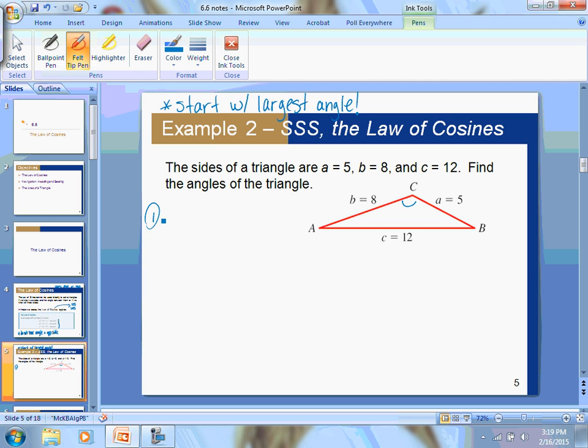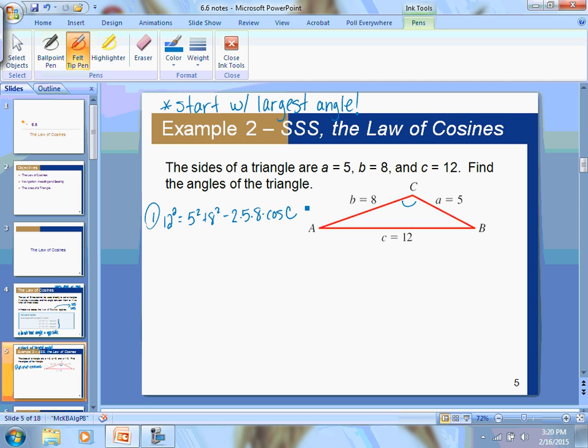And I can't set up law of sines because I don't have an angle and a side that are across from each other. So I have to use law of cosines. Now I'm going to be finding angle C, so that means I'm going to be using that equation that starts with c squared equals. Okay, so my c squared is the 12. 12 squared equals, and then it's your other two sides. Doesn't matter what order you put them in, but we would want 5 squared plus 8 squared minus 2 times 5 times 8 times the cosine of the angle, cosine of C.